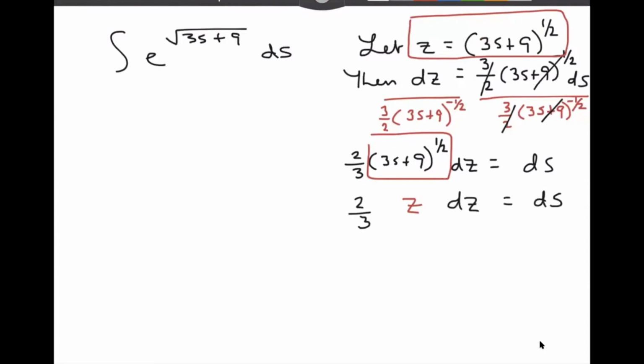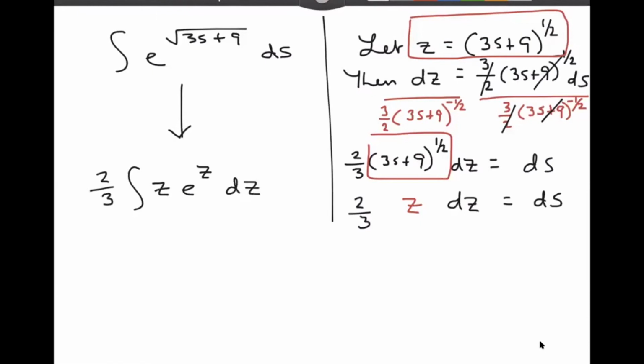And then here's what we're going to have. We're going to have e to the square root of 3s plus 9, which is going to become e to the z. And ds is going to get replaced with 2/3 z dz. And now maybe you understand why this problem is in the integration by parts section, because we have to now integrate that by parts.